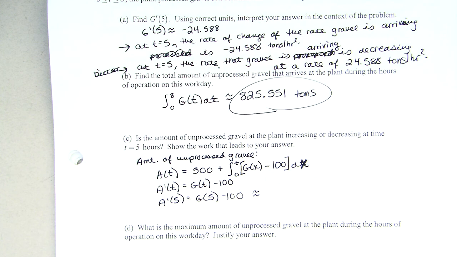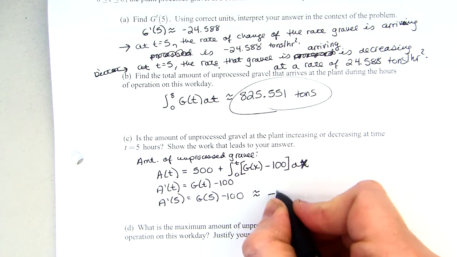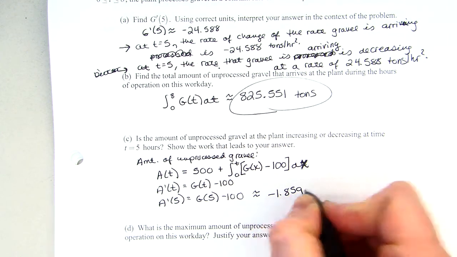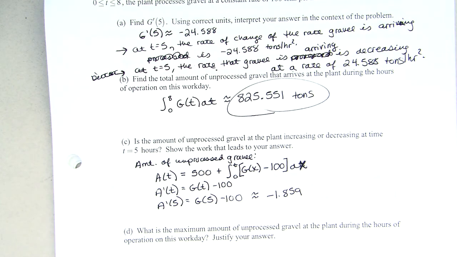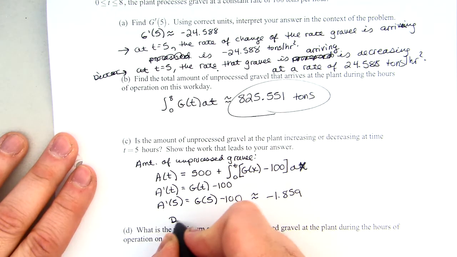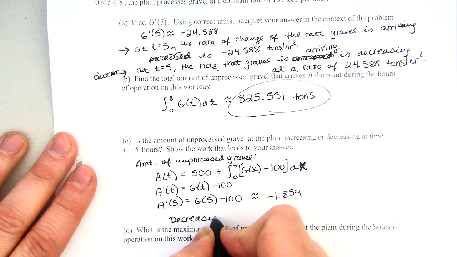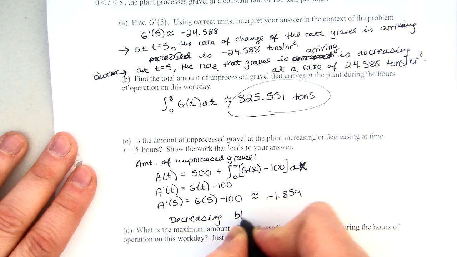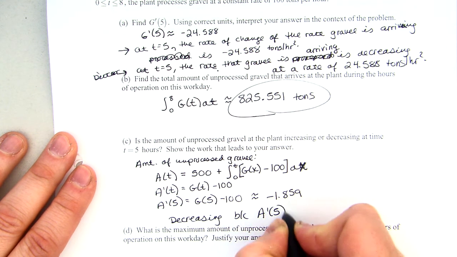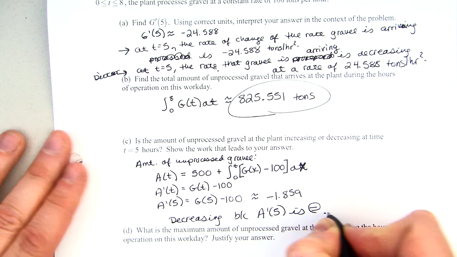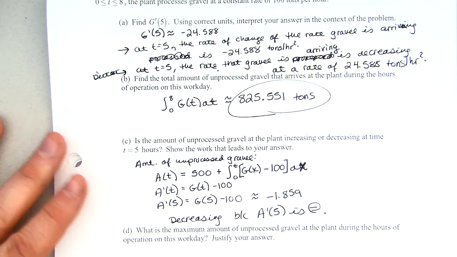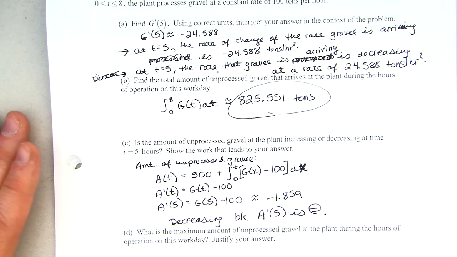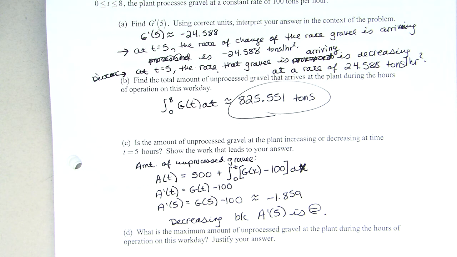What number? What's our answer? Decreasing. I do need to give a reason. Because A prime of 5 is negative. There was no A in the problem, but that's fine because I defined what A of t is in terms of what's in the problem. You could also say because g of 5 minus 100 is negative. You could say because g of 5 is less than 100 or something like that.